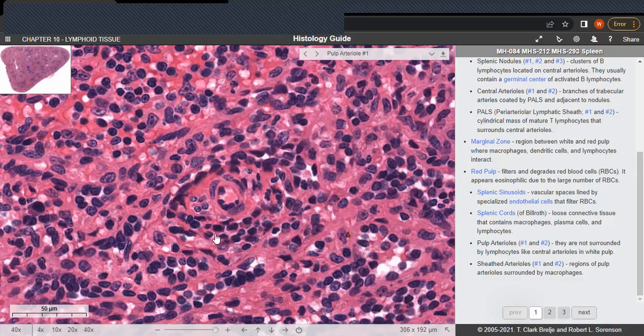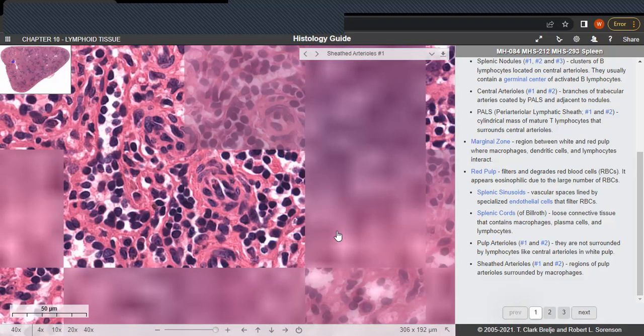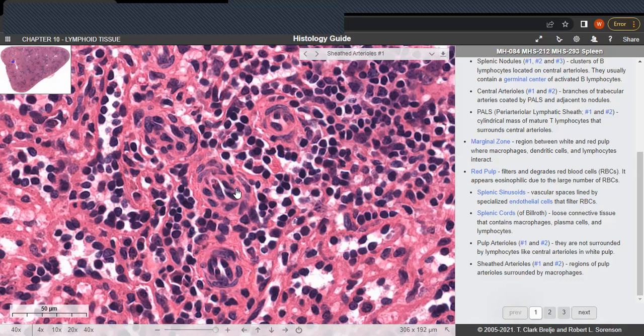Then we have others known as the sheathed arterioles. They are surrounded by macrophages. This is a sheathed arteriole. These are macrophages surrounding it. Remember, macrophages are phagocytic. They usually phagocytose, let's say, a pathogen. That is the histological organization.